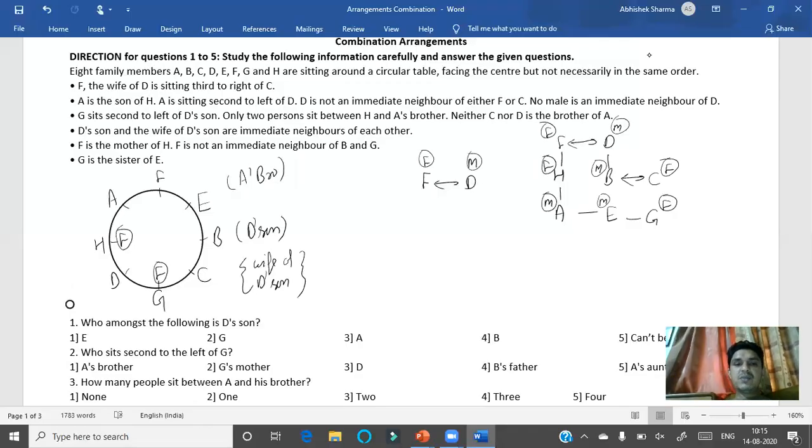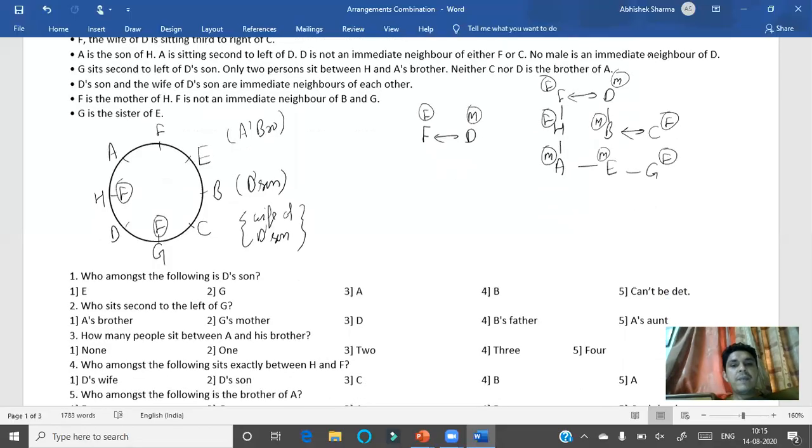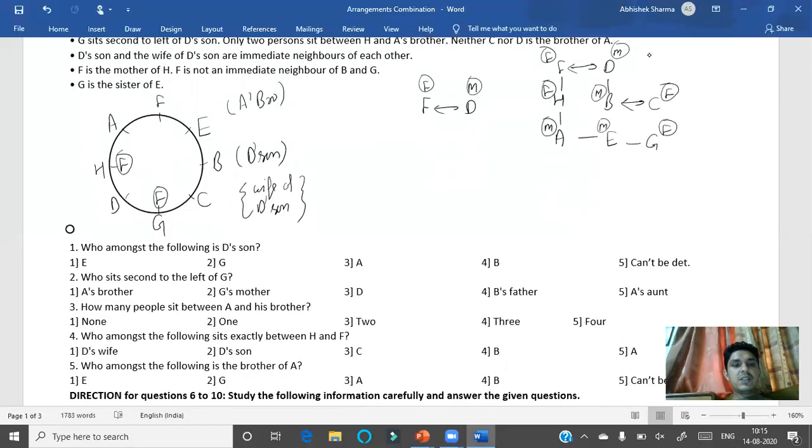Once done with the arrangement, we can give the answers to the questions. If we check question number 1, who amongst the following is D's son? So D's son will be B. So the answer will be your fourth option, B.